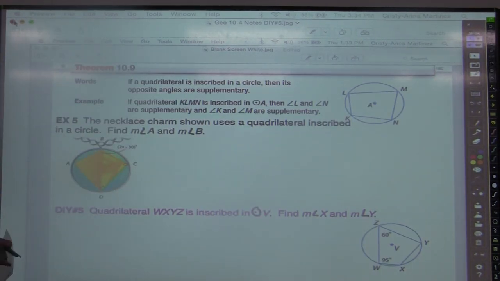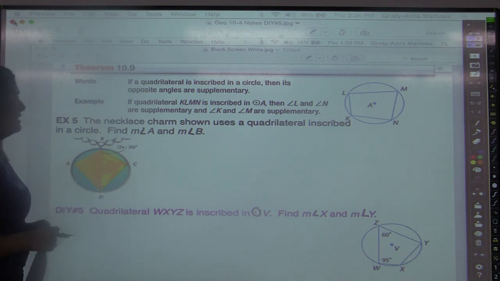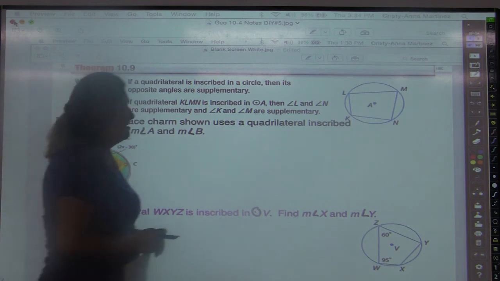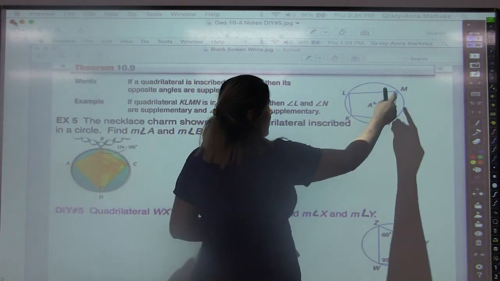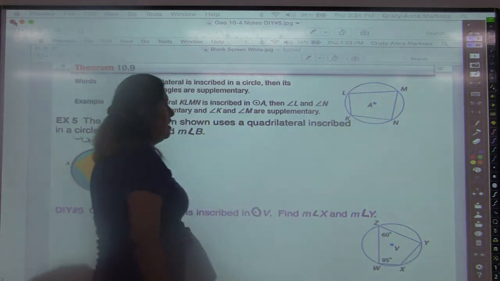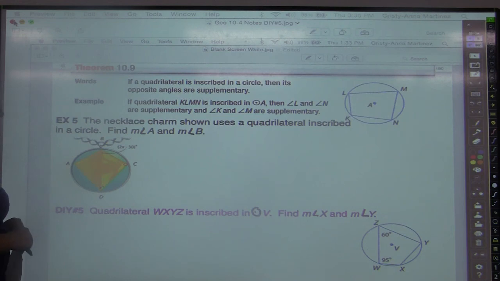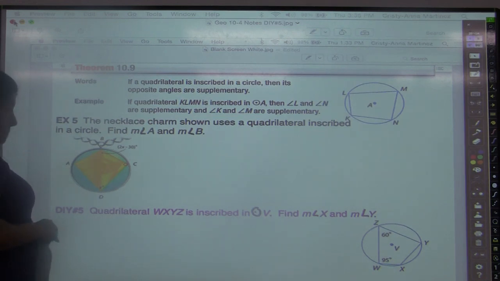Theorem 10.9 is our last theorem, and it basically states that if a quadrilateral, which is a four-sided polygon, is inscribed in a circle, then its opposite angles are supplementary. So K and M add up to 180, L and N add up to 180. Hopefully you remember that supplementary means 180, complementary means 90. So in this case, they are supplementary.